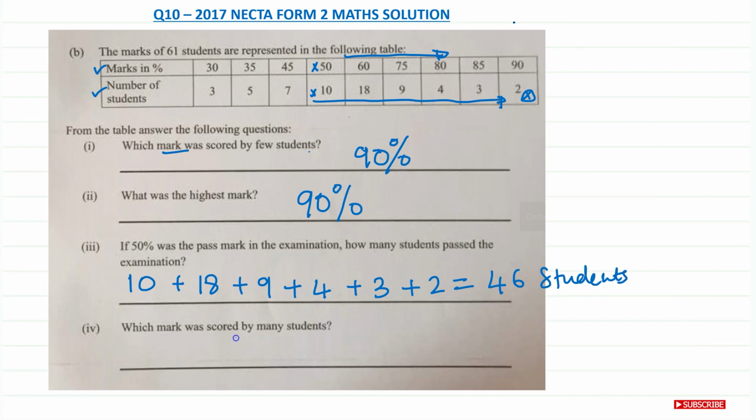Which mark was scored by many students? So we're looking for the highest number of students who scored the same mark. Well, I can see here the highest number of students is 18, and those students scored 60%. So the question is, which mark was scored? Obviously, we're looking for the mode here. The most common mark was 60%. So the answer is 60%.